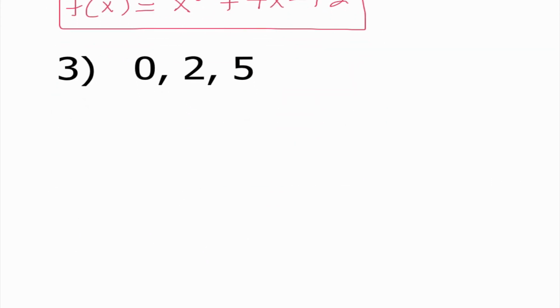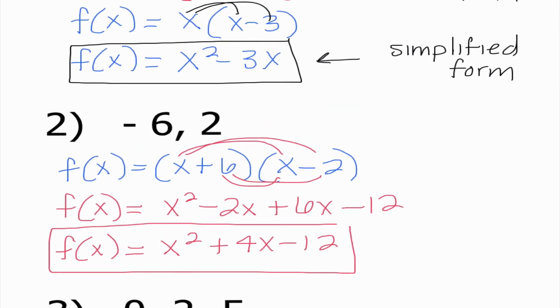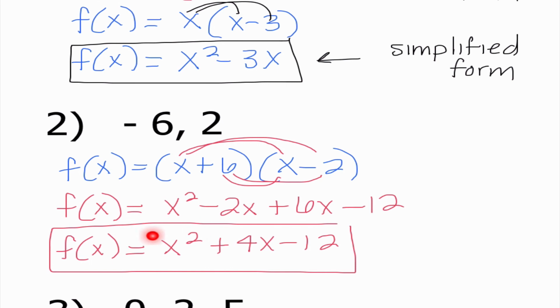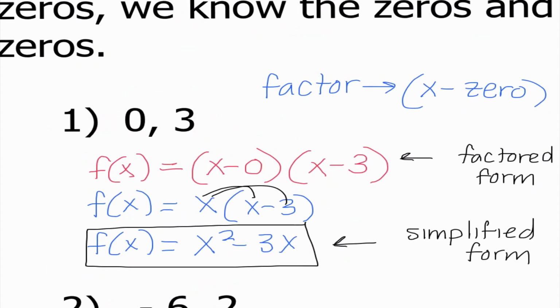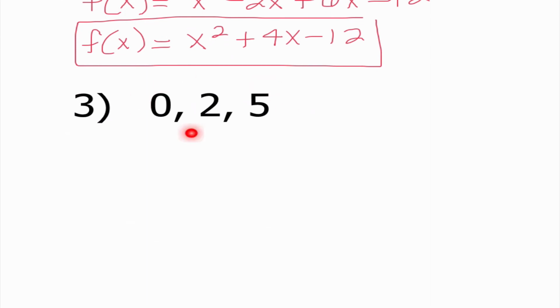Number 3, one thing I haven't mentioned. On 1 and 2, it makes sense that our answers here were x squared, that they were quadratic functions, because we had 2 zeros. In both of those particular problems. Number 3, I have 3 zeros, so I am thinking that my answer is most likely going to be x cubed. And it's not most likely, it is.